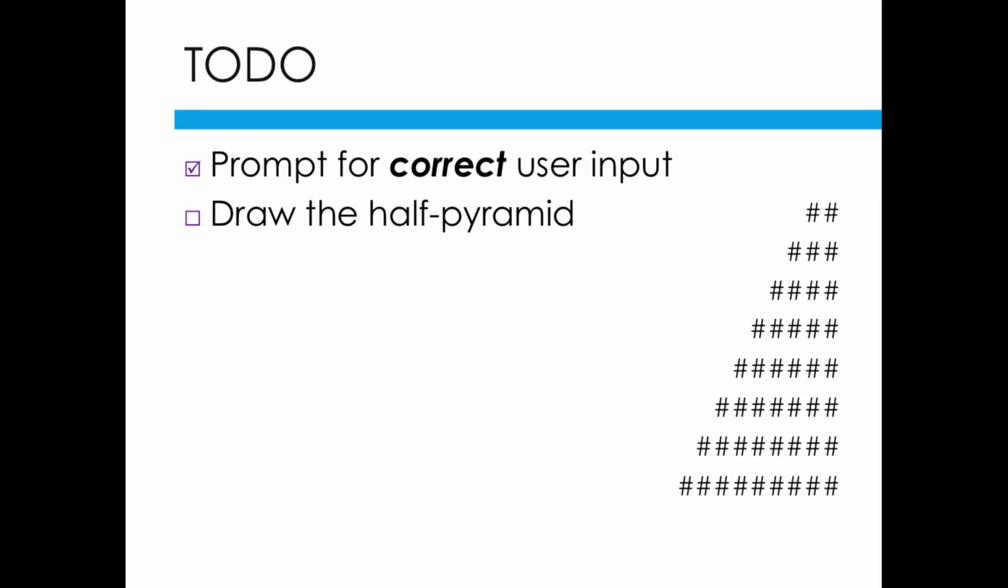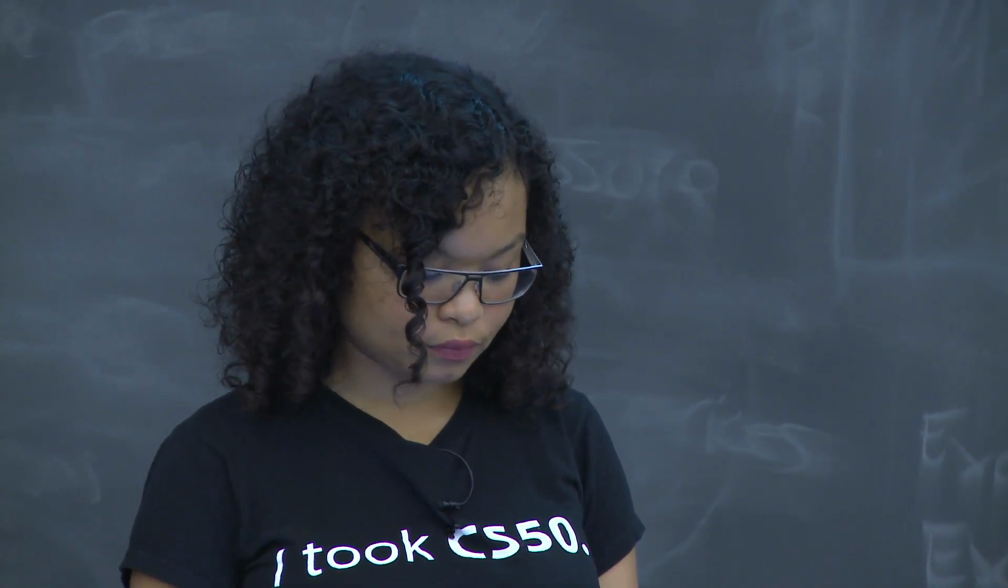Okay, so we're back to Mario. Let's assume we know how to prompt for the correct user input within the right bounds. Now we actually need to draw this half pyramid. It looks like simple text characters. So let's just open a window and say, what if I were going to do it manually, type it out myself?